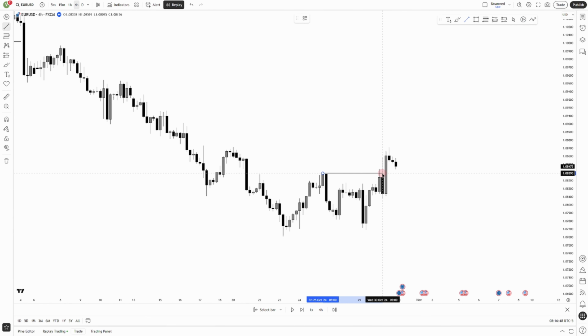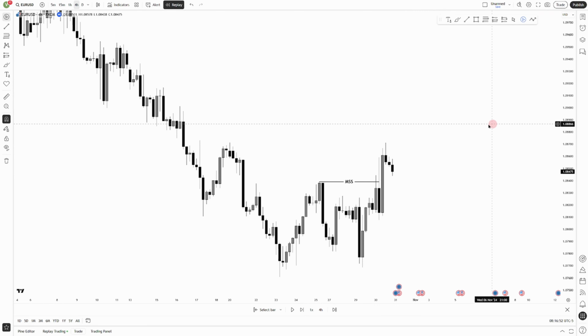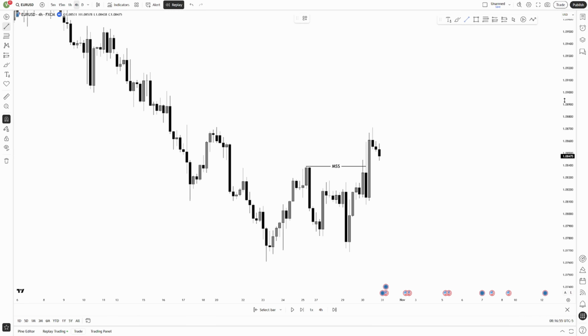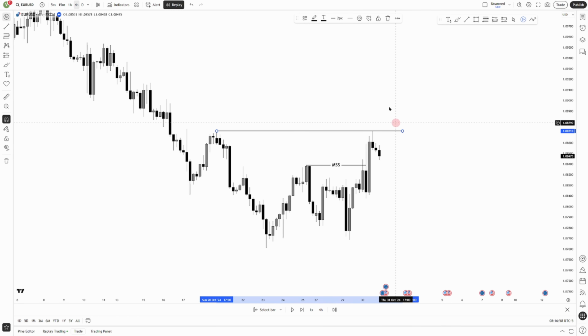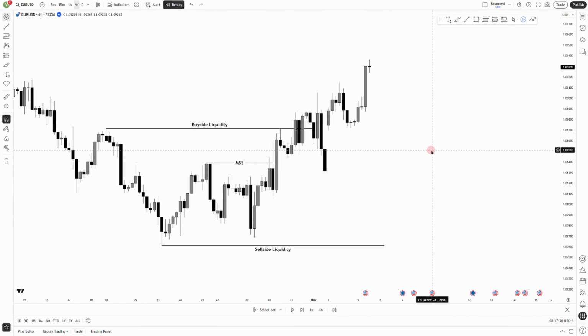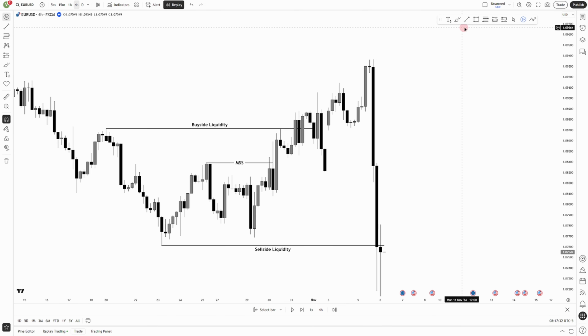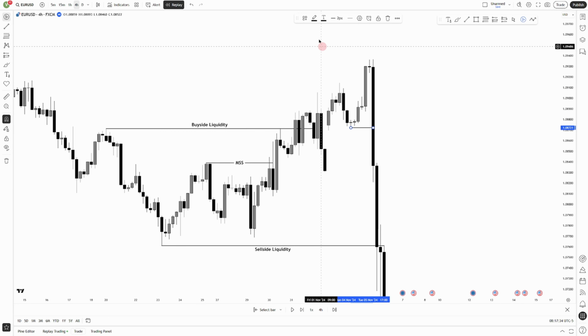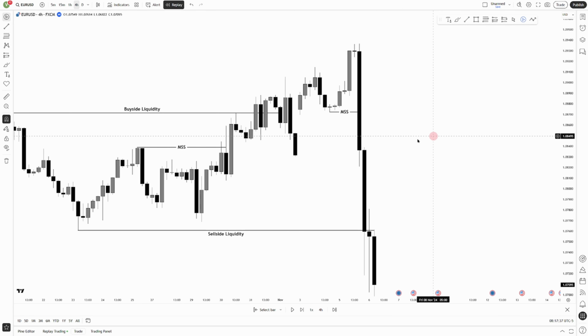Now look here, we had a market structure shift, but the buy-side liquidity is just above, so let's wait for this buy-side liquidity to get swept, and then we will look for a market structure shift to the downside, anticipating a sweep of sell-side liquidity. Notice how price went straight to the sell-side liquidity after breaking and closing below this low. This is how market structure shifts are used. Wicks are also considered in this.